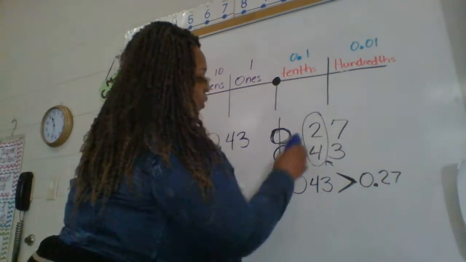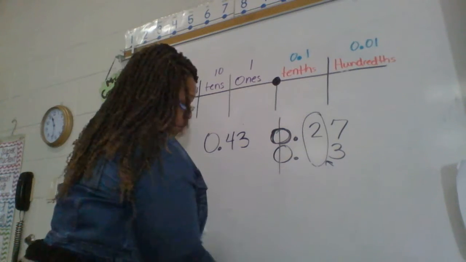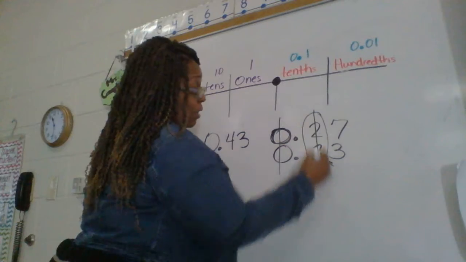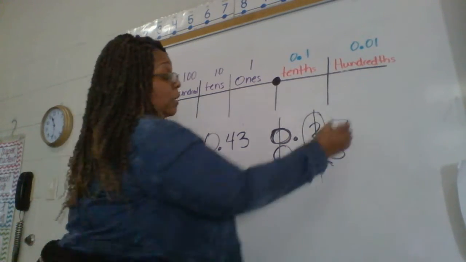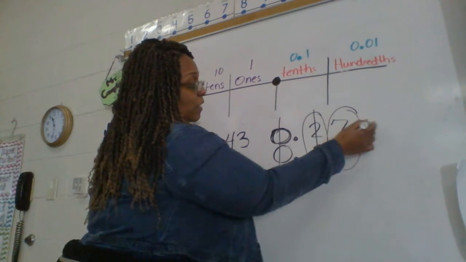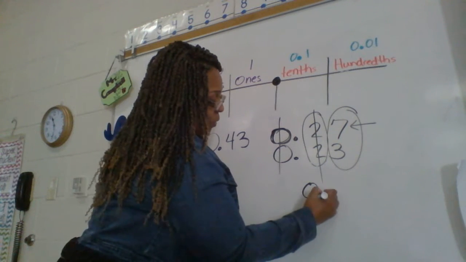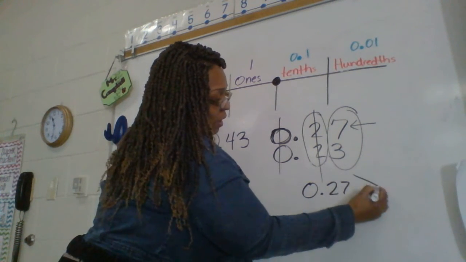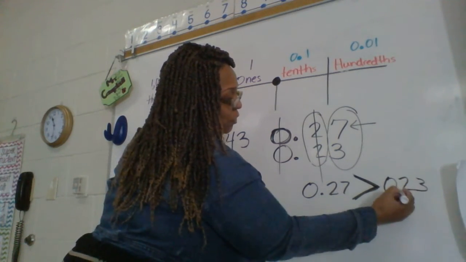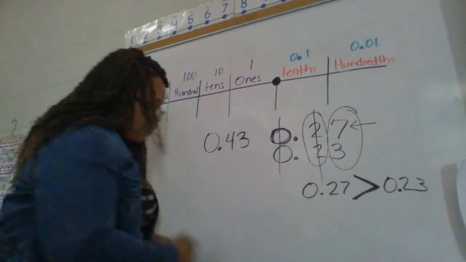Now remember, if you come to a point where these 2 numbers are the same, then that means we can't check with those 2 either. We need to go to the next number. And then we see this one is bigger, the 7. So then we will have 0.27 is greater than 0.23 hundredths. Okay? All right. Hopefully you guys have that.